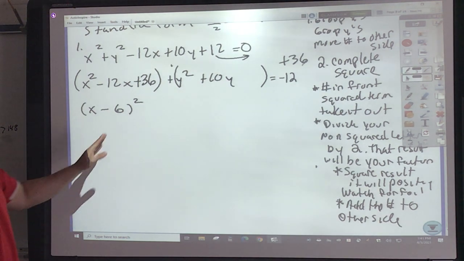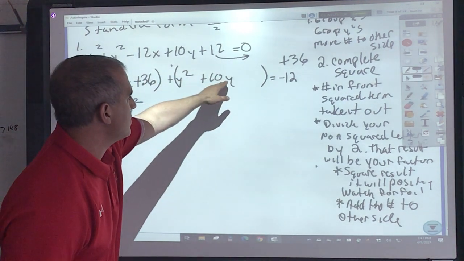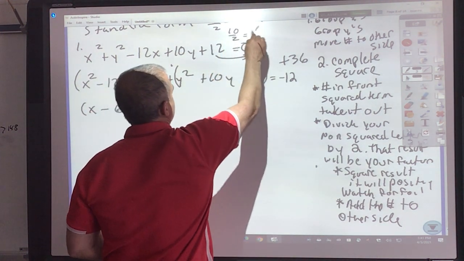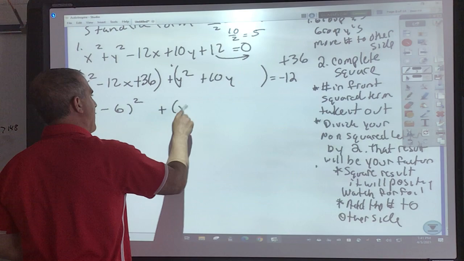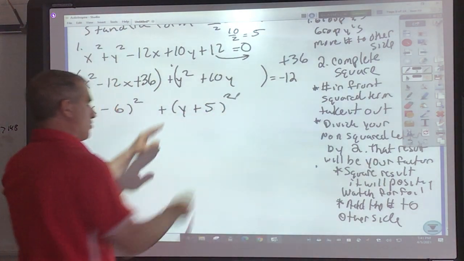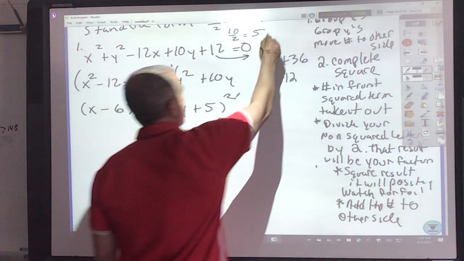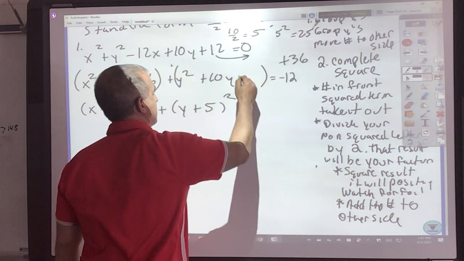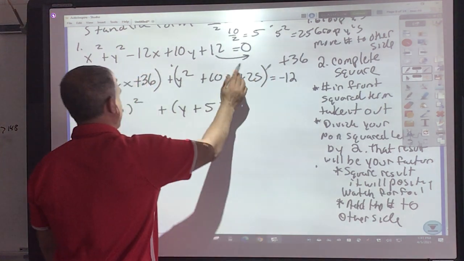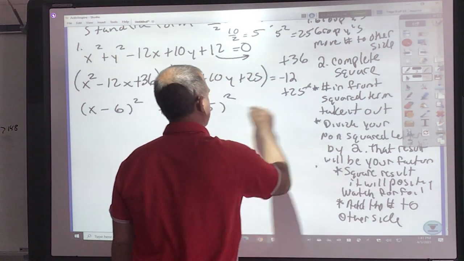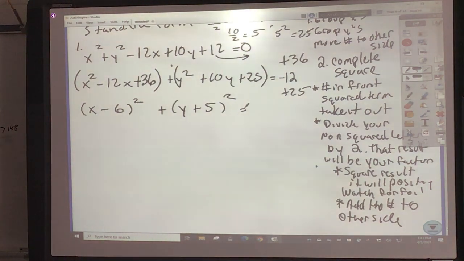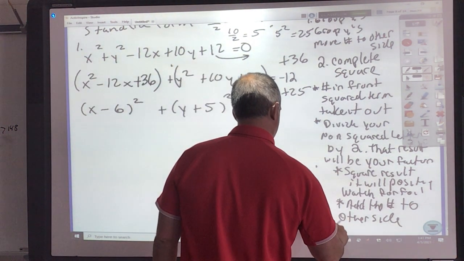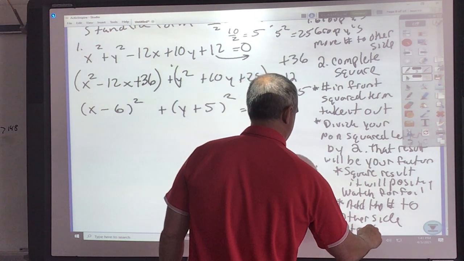Now I do the same thing with this other middle term. I take 10 and divide 10 by 2, I get 5. That will be my factor for y. I'll explain the squared in a second. I want to square that number. 5 squared is 25. Whatever I put on that side, I also put on the other. And then I calculate after the equals.